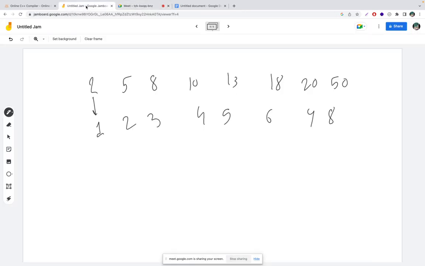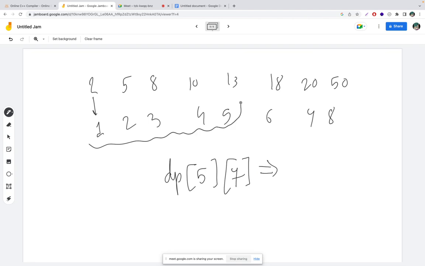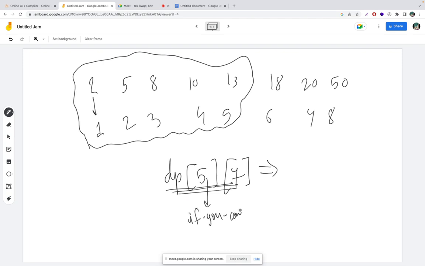Himanshu, the good boy, also came in the meeting. So the question for you guys is, what is the answer of DP of 5 of 7? Raj will not say, all of you write in the chat. Its meaning is, if you consider the first 5 elements, can you get the sum of 7? What is the meaning of DP of 5 of 7? If you consider the first 5 elements, is sum of 7 possible?